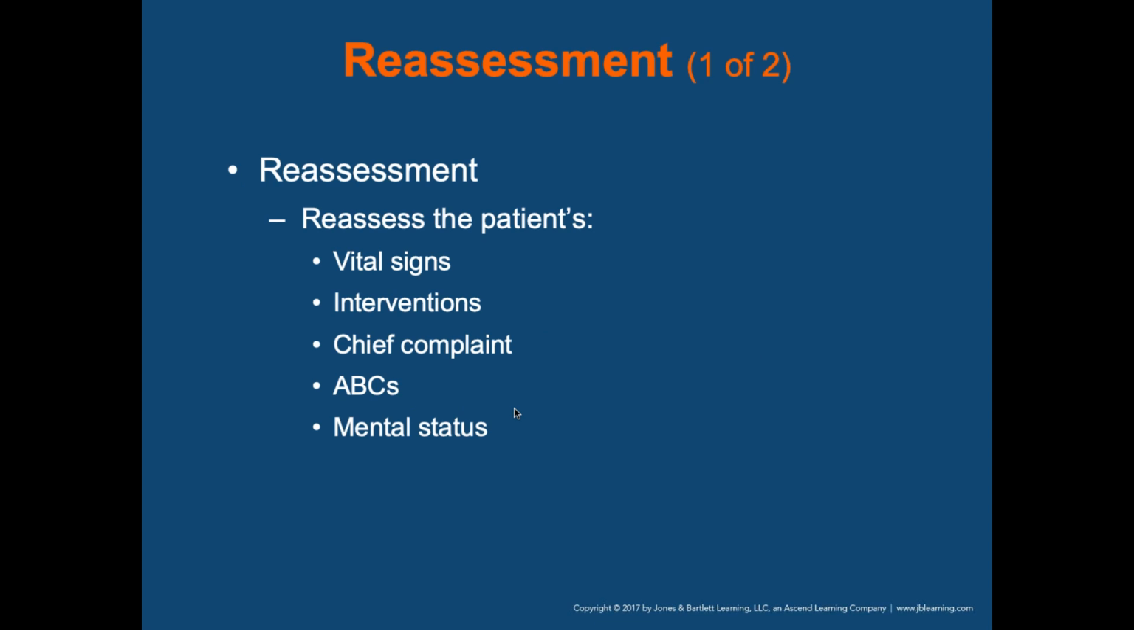Reassessment: obviously, reassess the patient's vital signs and any interventions that you've done. Reassess the chief complaint, because if one complaint got better, there may be a different one coming at you. ABCs again, and reassess mental status: person, place, time, and event, and using your AVPU scale as well.